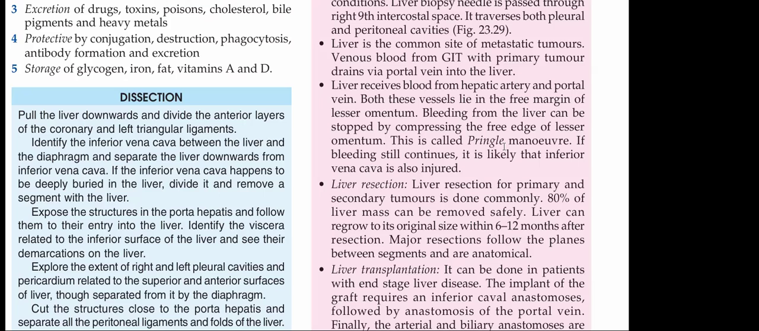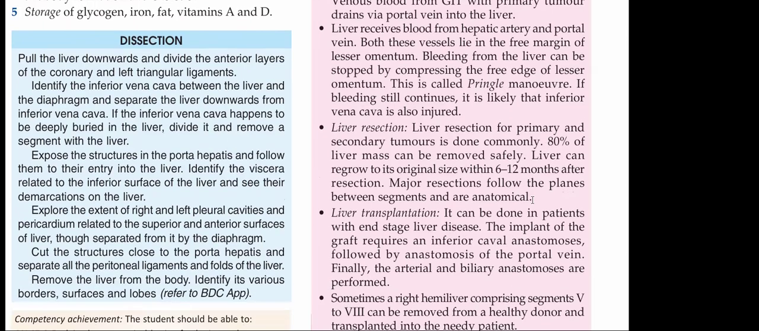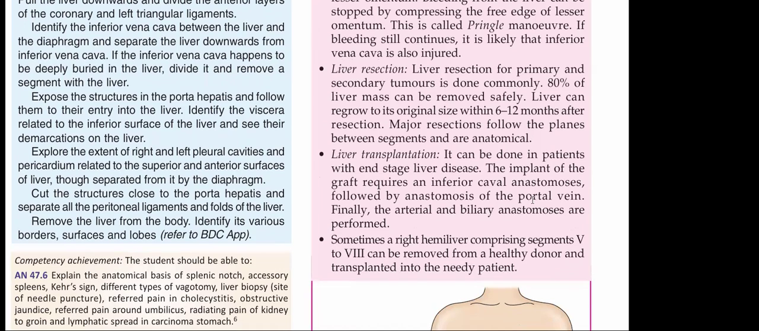Liver resection. Liver resection for primary and secondary tumors is done commonly. 80% of liver mass can be removed safely. Liver can regrow to its original size within 6 to 12 months after resection. Major resections follow the planes between the segments and are anatomical.